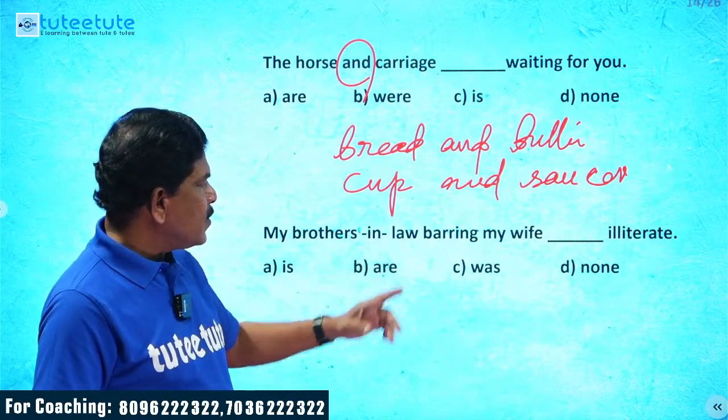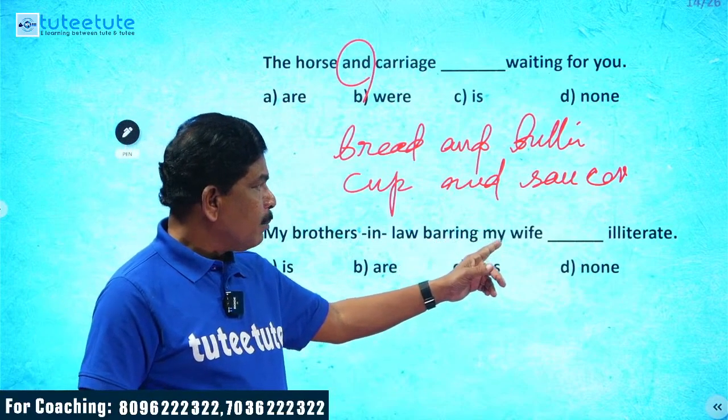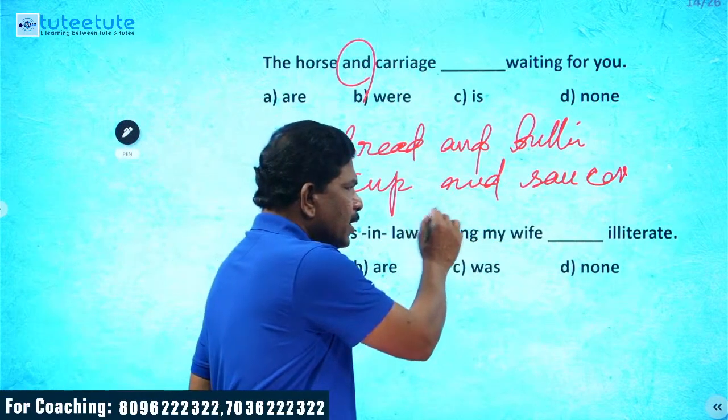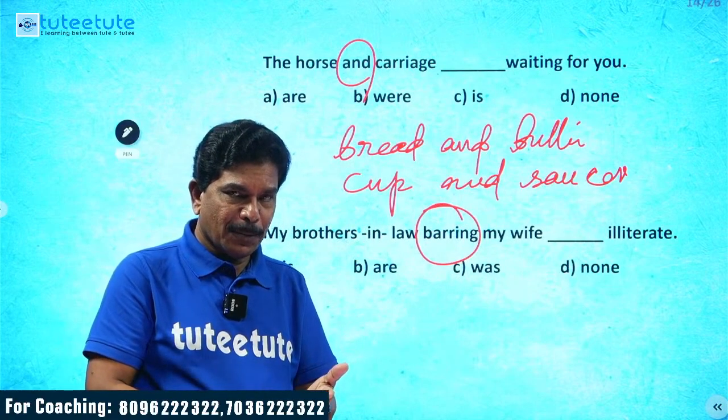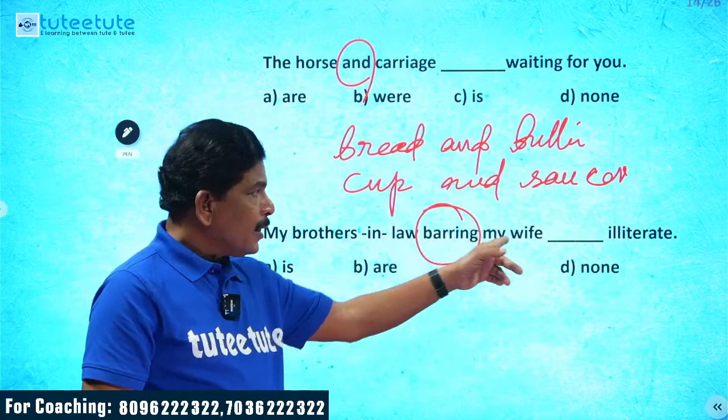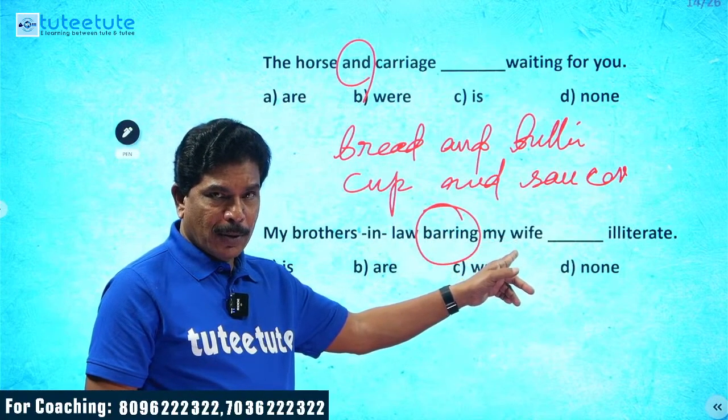My brothers-in-law, barring my wife. Barring belongs to the conjunction group with besides, except. Therefore, consider the first used one. My wife is not the actual focus.